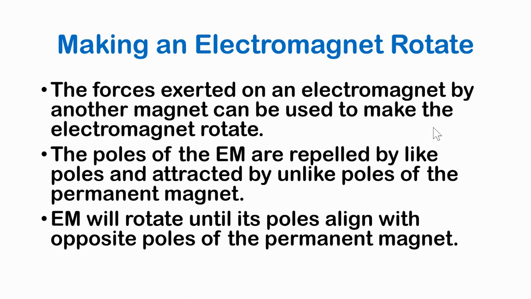So the forces exerted on an electromagnet by another magnet can be used to make the electromagnet rotate. The poles of the EM, the electromagnet, are repelled by like poles and attracted by unlike poles of a permanent magnet. So it's just like if you got an electromagnet, it behaves like a permanent magnet as long as there's electricity. And then all you have to do is change the direction of electricity, and then you reverse the north and south pole of the electromagnet. Neat. Permanent magnets, they don't reverse. An electromagnet will rotate until its poles align with opposite poles of the permanent magnet.